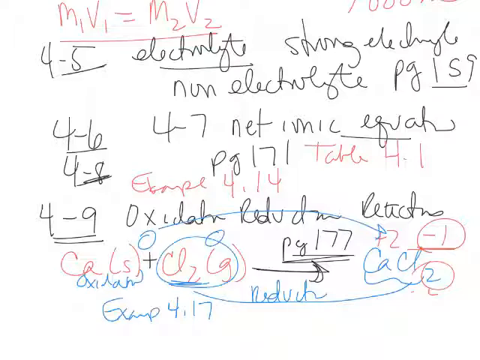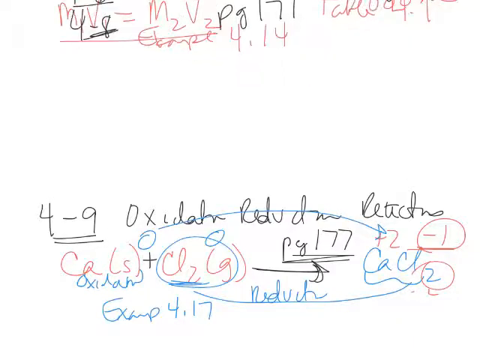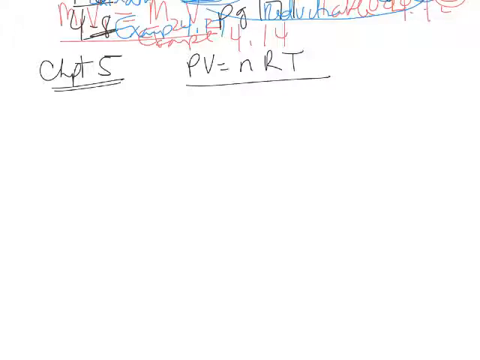Now, you got 25 questions, so half of them come from chapter 4, and then half of them come from chapter 5. So let's look at chapter 5. Chapter 5, I told you from the beginning, you need PV equals nRT. You can get pretty much almost everything you need from PV equals nRT.